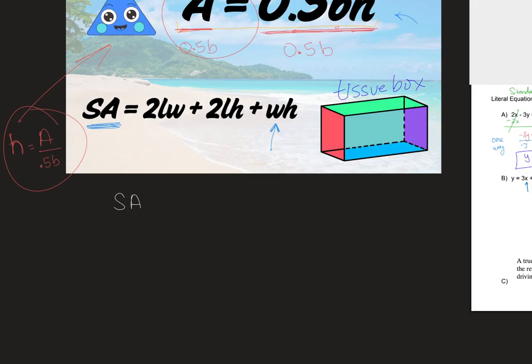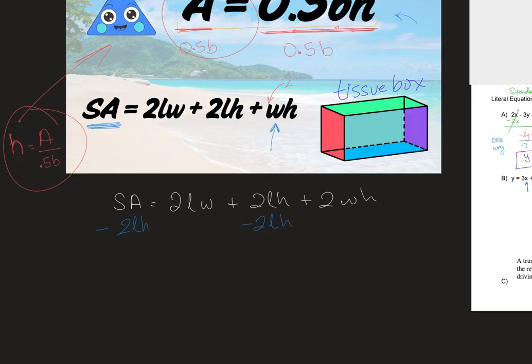I'm going to rewrite it down here. 2 times the length times the width plus 2 times the length times the height plus, you know what, I made a boo-boo. There's supposed to be a 2 here, because there's 2 sides to every part of this box. So my bad on the boo-boo, 2WH. All right, so if I'm looking for the width, I notice this guy doesn't have a width. So I'm going to move him away. I'm going to move him over here.